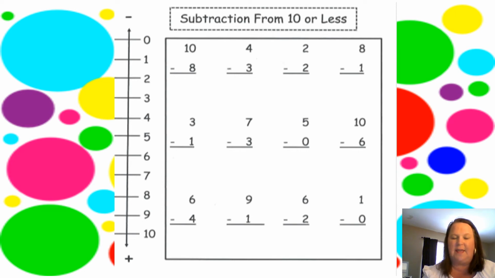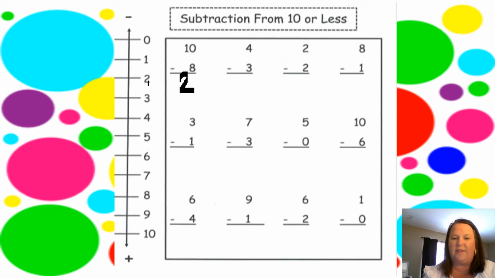So it says 10 minus 8. So you go to the 10, and then you count up to 8. 1, 2, 3, 4, 5, 6, 7, 8. So 10 minus 8 is, what number were we on? We're on 2. It's 2.